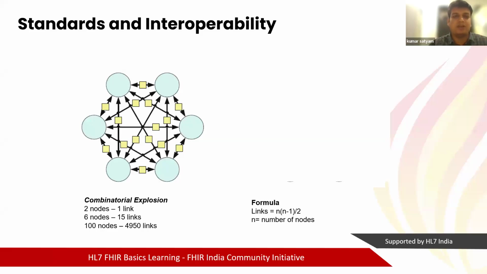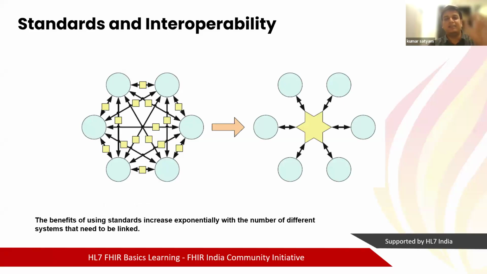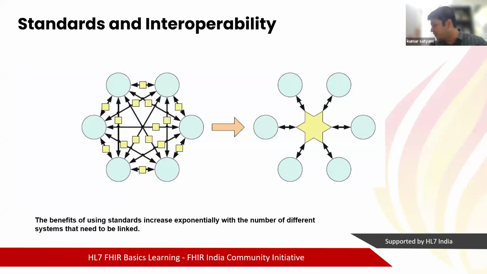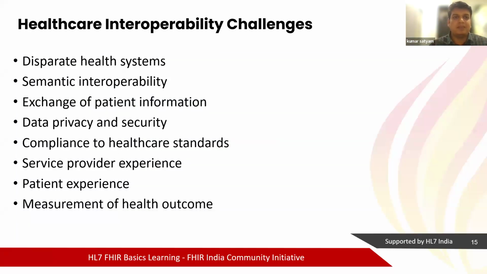With point-to-point, you have to understand everyone's data format, you have to understand everyone's nuances. But if you are using a standard, everyone deals with the same standard, and then suddenly your complexity reduces. That's another benefit of using standards: you are reducing the complexity to a large extent. Now, benefits of interoperability for different people. This is the last slide on interoperability before we get into FHIR.